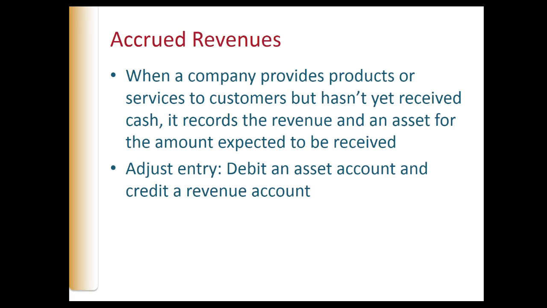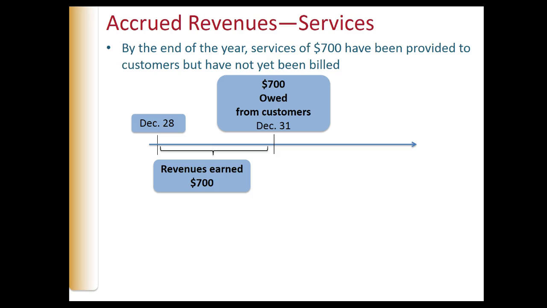Accrued revenues are recorded when a company provides products or services to customers but hasn't yet received the cash. Such revenues should be recorded as an asset for the amount expected to be received. The adjusting entry for an accrued revenue always includes a debit to an asset account, which increases the asset, and a credit to a revenue account, which increases the revenue.